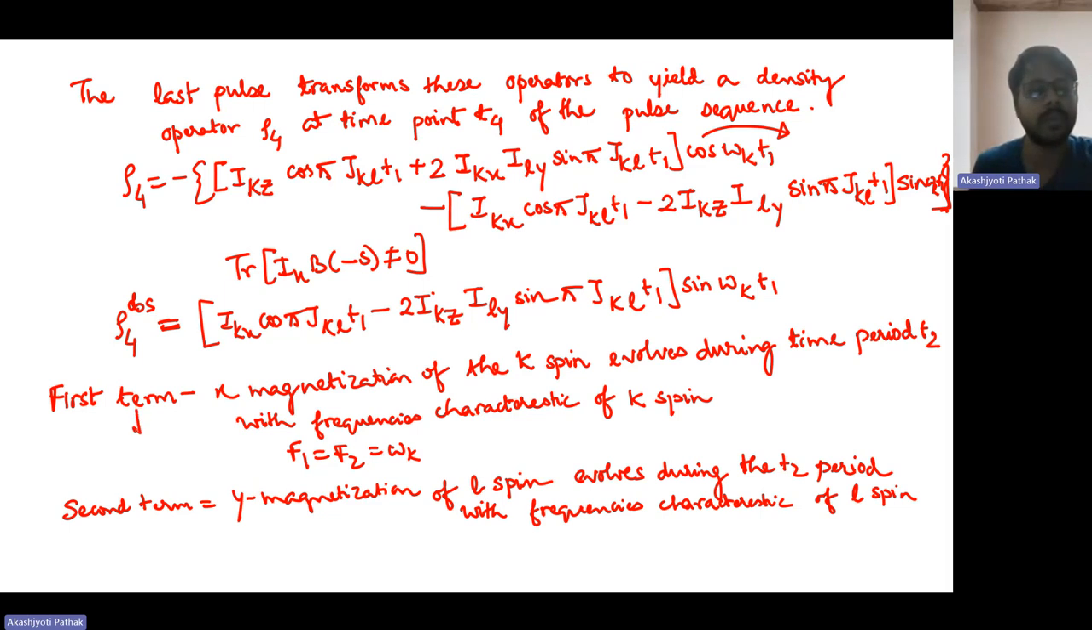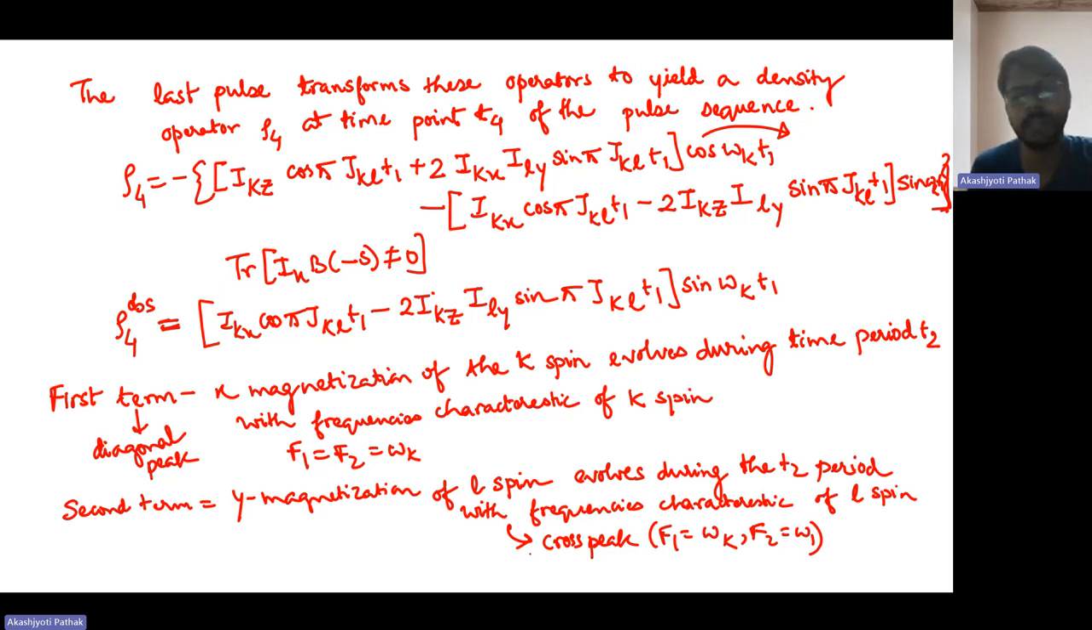Okay, so the first term produces a diagonal peak, and this second term will produce a cross peak. It will produce a cross peak where F1 will be equal to omega K, and F2 will be equal to omega L. Okay, both these peaks will have fine structures which contain the coupling information. So both the cross peak and the diagonal peak will have fine structures which contain the coupling information.